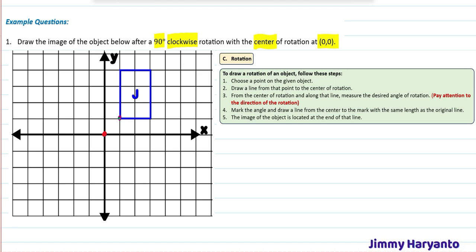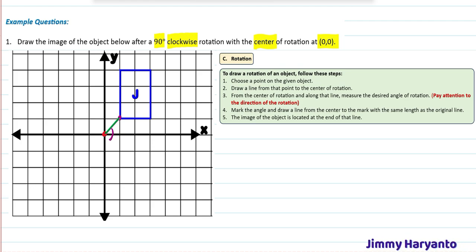So you have to draw a line like this directly. Step 3, the third step is, from the center of rotation and along that line, measure the desired angle of rotation. The angle of rotation is 90 degrees and it has to be clockwise. That means from the center you have to measure 90 degrees. If you don't have a protractor with you, you can estimate how big 90 degrees is. So I can estimate 90 degrees just like that.